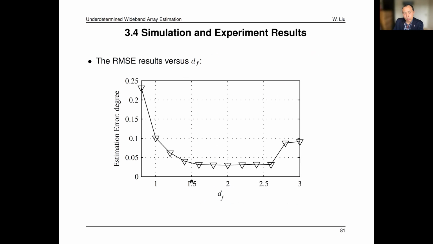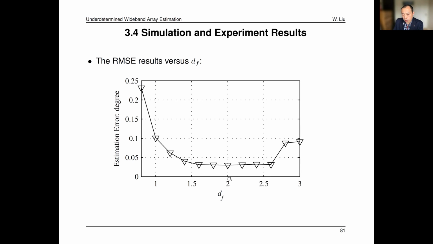Now we draw this curve, the root mean square error of the estimates versus DF. We can increase the DF. Here DF equal to 1 is the standard, lambda minimum over 2. Here 2 is lambda maximum over 2, and here is 3. Basically, when DF equals 2, the lowest frequency is the only frequency without aliasing. For all higher frequencies, you have the aliasing problem.